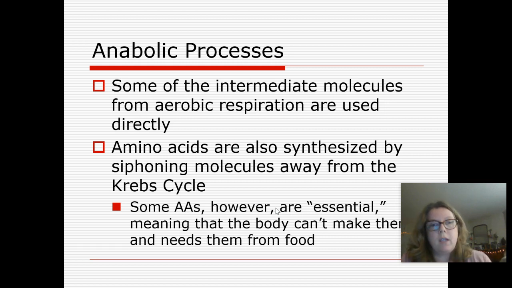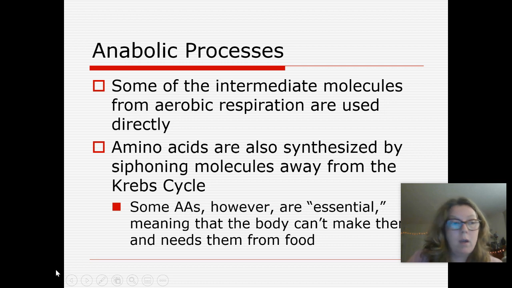But the rest of the amino acids, the other 12, you can actually make using these processes. So now you know what they mean when they say essential vitamins and minerals: to a nutritionist, the term essential means you have to get it in your diet if you're going to get it.